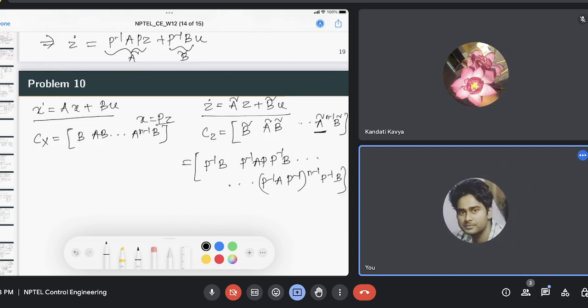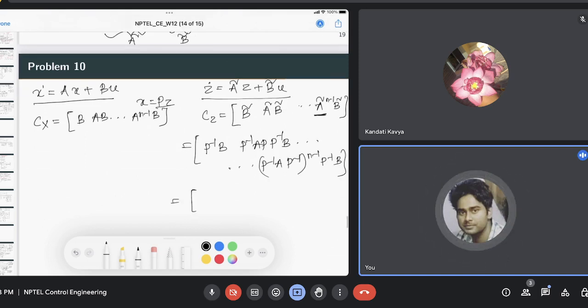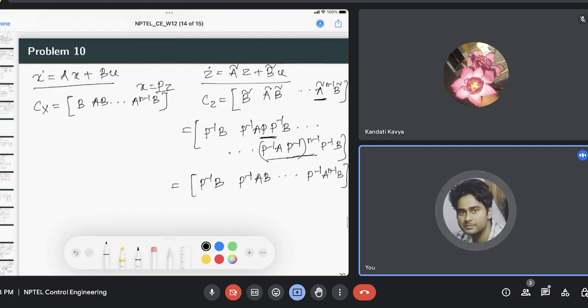Okay, then we see that it is P inverse b. So this P P inverse will be identity, so it will be P inverse a b, and you can check the others also: the middle one always cancels out. So we are left with P inverse a to the power n minus 1 b. You can easily check that by expanding it.